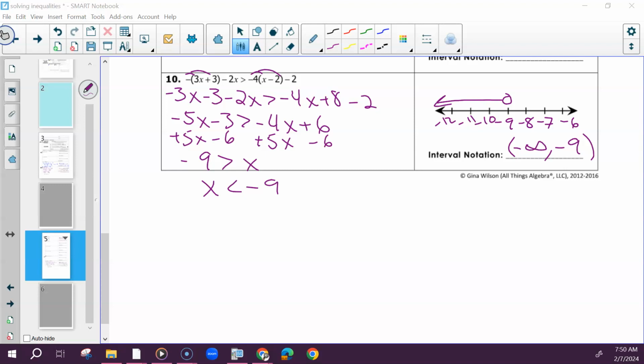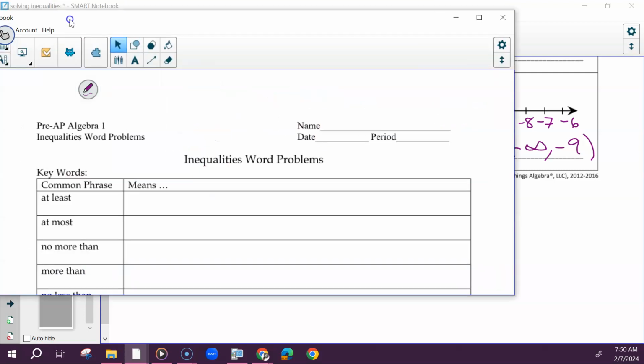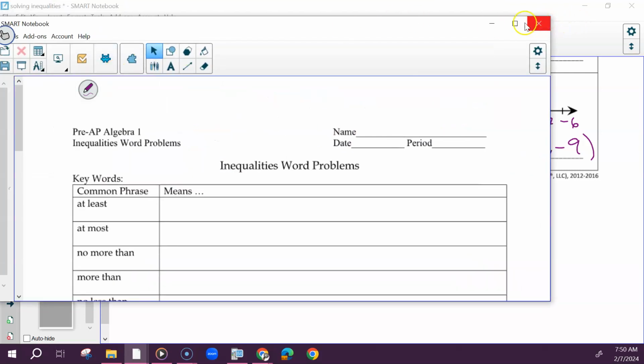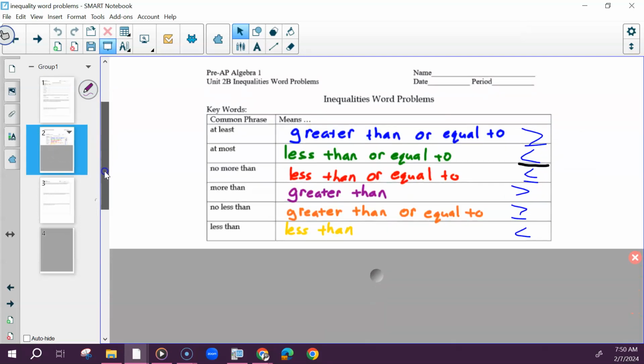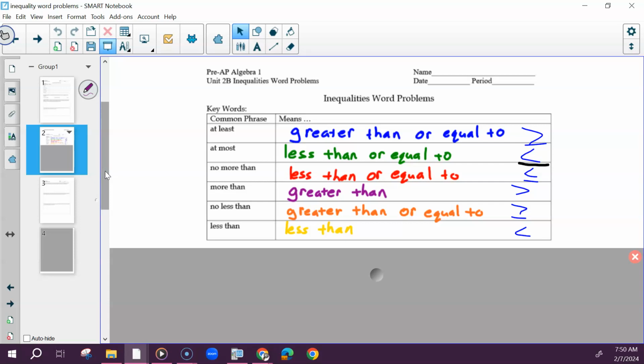Symbol, set up the inequality, and solve it. Great. Here are common inequality words that you will see. Go ahead and write these down. While you're writing these down, I'll give you some examples.